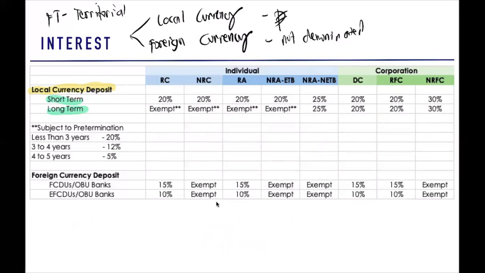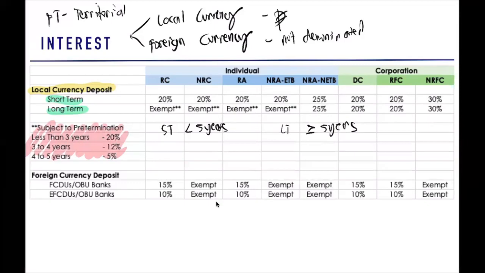Okay. Sir, when can we say it is short term or long term? We say it is short term if ever the deposit is less than 5 years. Long term if the deposit is greater or equal to 5 years. Okay. But take note, guys, our tax code provided for a pretermination final tax rate. So what is that pretermination final tax rate? The pretermination final tax rate is to be applied to your long-term rates.